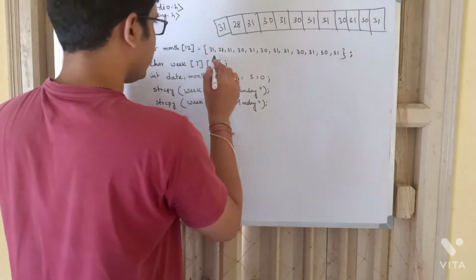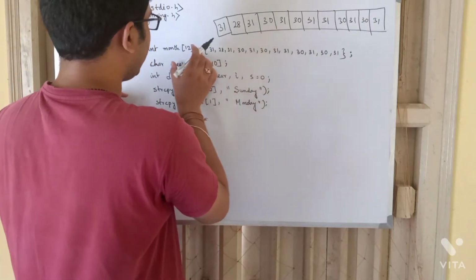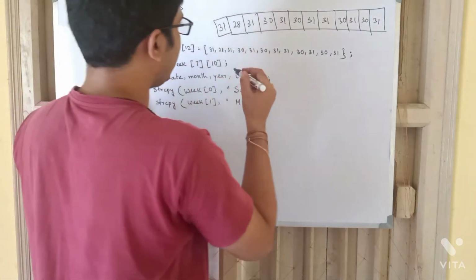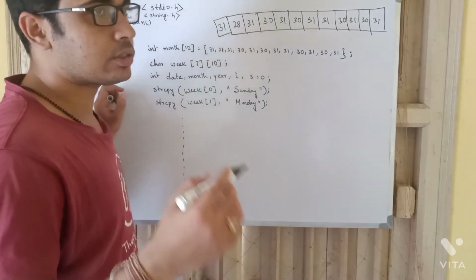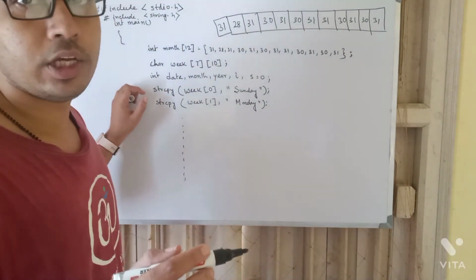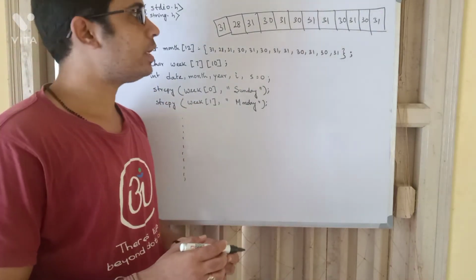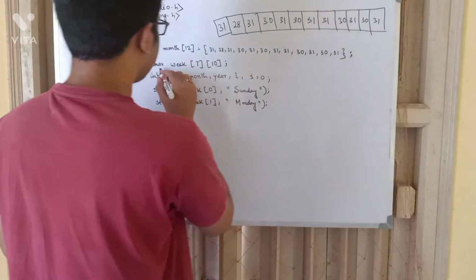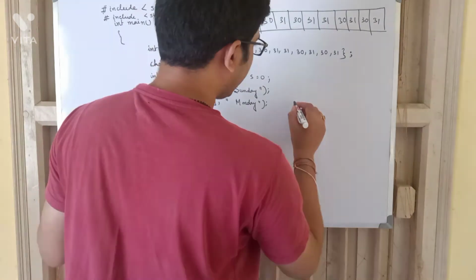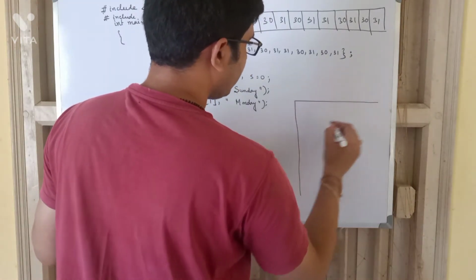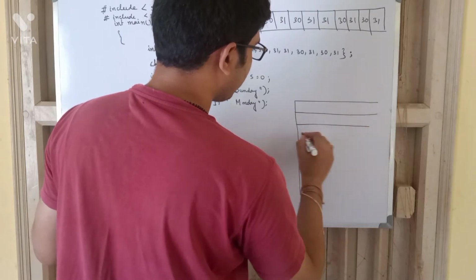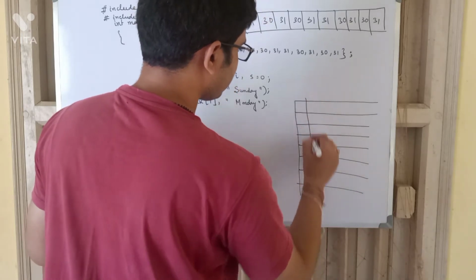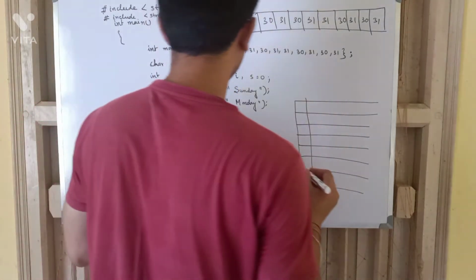Int month 12, 31. Actually, we are creating an array of 12 elements. Each element holds the last date of the month. That's why the array is created like this. And the second one is a two-dimensional character array. Two-dimensional array means an array in which we are going to store the strings. The array will be created like this.